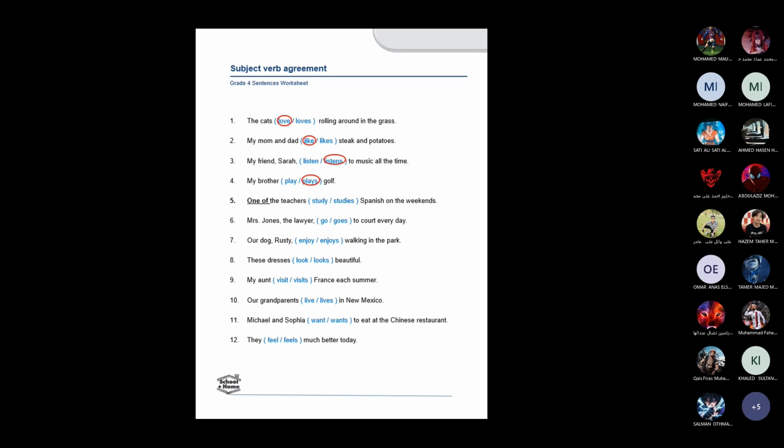Excellent. Okay, guys, so it's like that. When you think about the sentence and you see that I have a subject ending in S, so I choose without, without understanding, this is incorrect. So I say one of the teachers, not all the teachers. So one teacher of the teachers studies. Okay? That means I mean the singular.